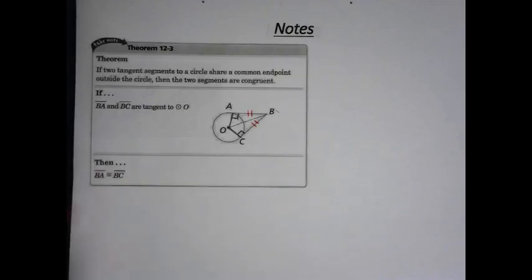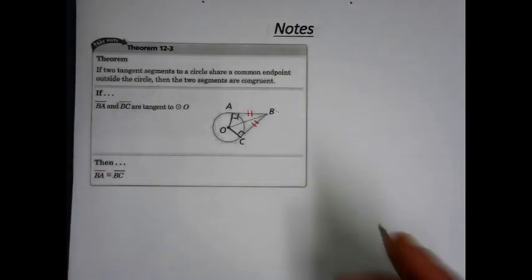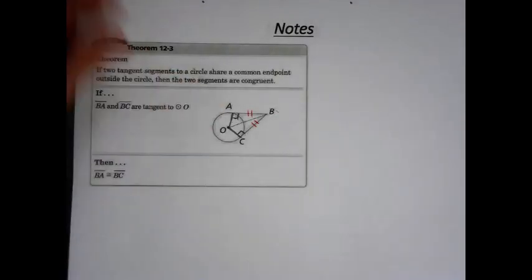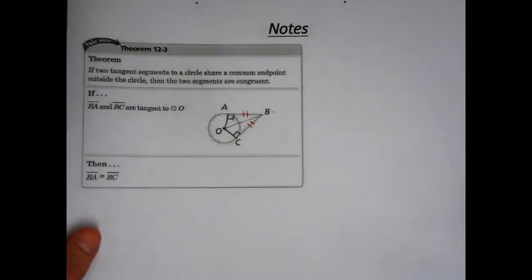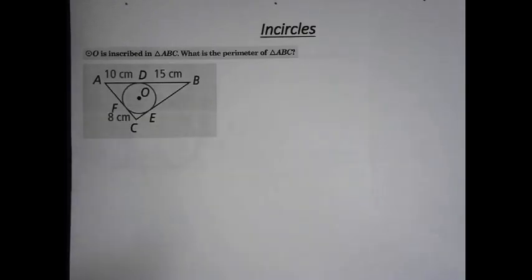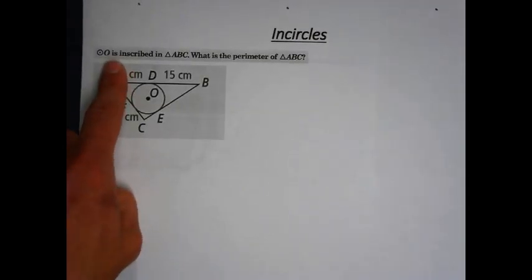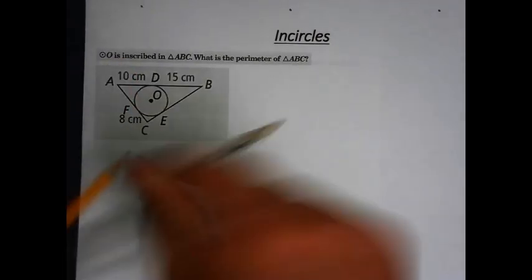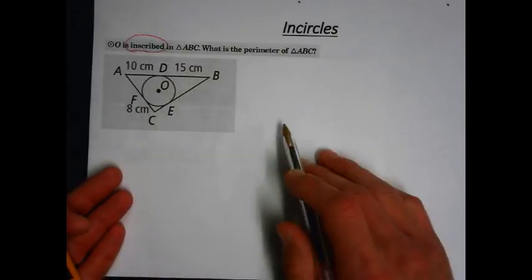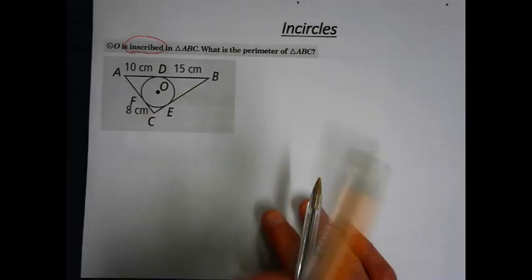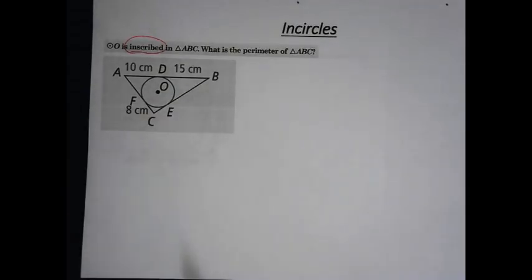Well, it has to do with incircles. Remember what an incircle is: it's inscribed inside a polygon, or the polygon is circumscribed around it. So here we go, this is what we're talking about. Circle O is inscribed in the triangle. That means it's tangent to the three sides of the triangle. And the question now is, what is the perimeter of triangle ABC?